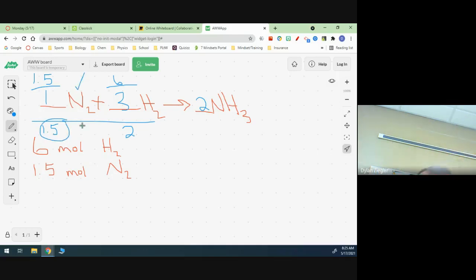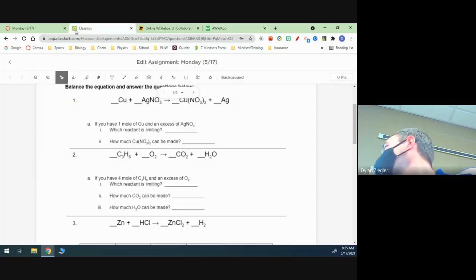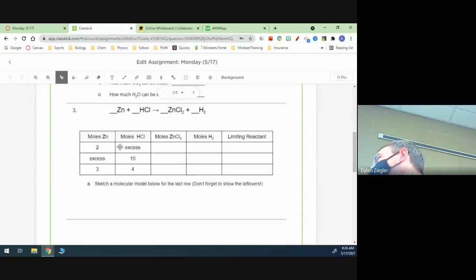How much NH3 could I make? How would I figure that out? Yep, 1.5 times 2. That's 3 moles of NH3. All right, if you're paying close attention, you probably have about half of this done.